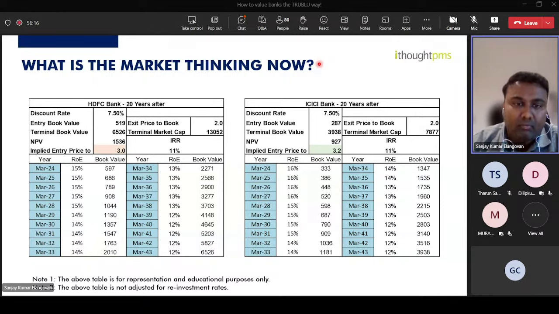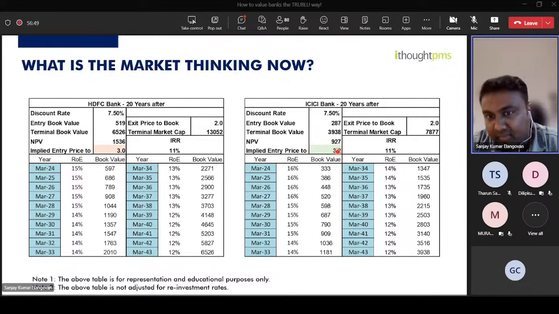Okay. So what is the market thinking today? Let's say from March 2024 to March 2043. Today, HDFC Bank is being valued at 3 times price to book by the market, which means the market is expecting ROEs to tend lower, to go down the double-digit level from say 15% to 12%. But ICICI Bank is being valued slightly higher than HDFC Bank, which means the market is saying that ICICI Bank's ROE will remain higher than HDFC Bank for some period of time in the near future.